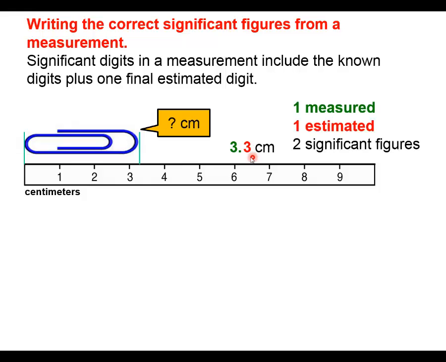Okay, so this value we just measured had one measured value, one estimated digit. So there's always just one estimated digit. I don't go beyond that. There's 2 significant figures, though. So all the measured digits and that one estimated digit add up to all of your significant figures.